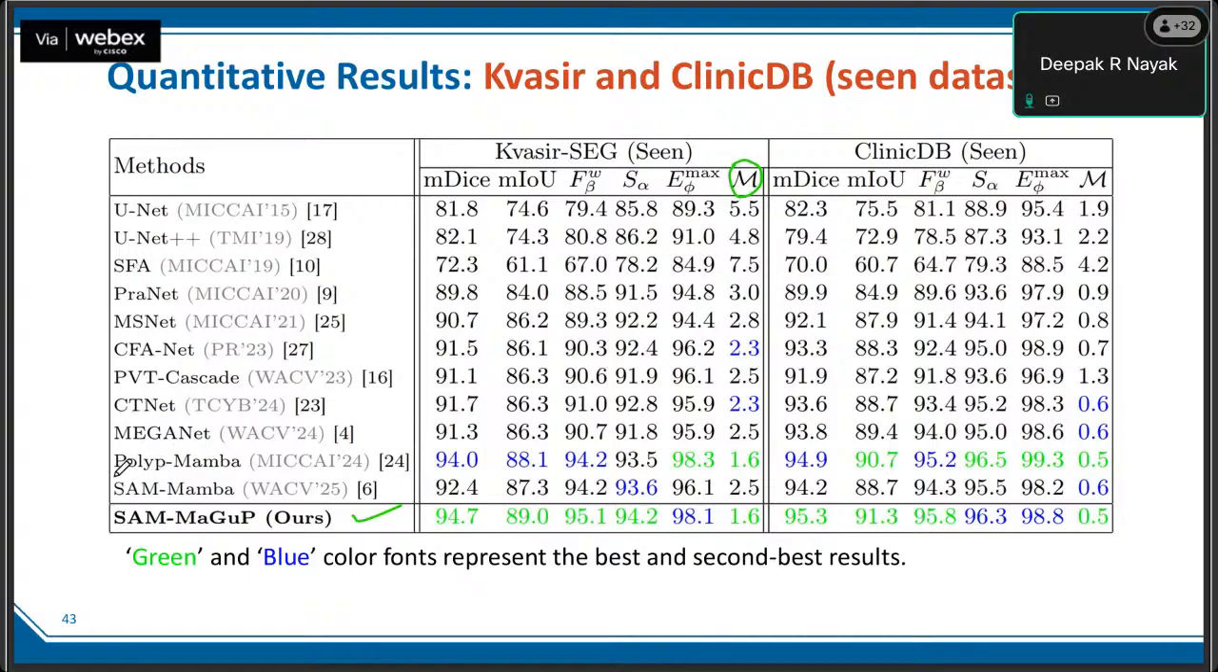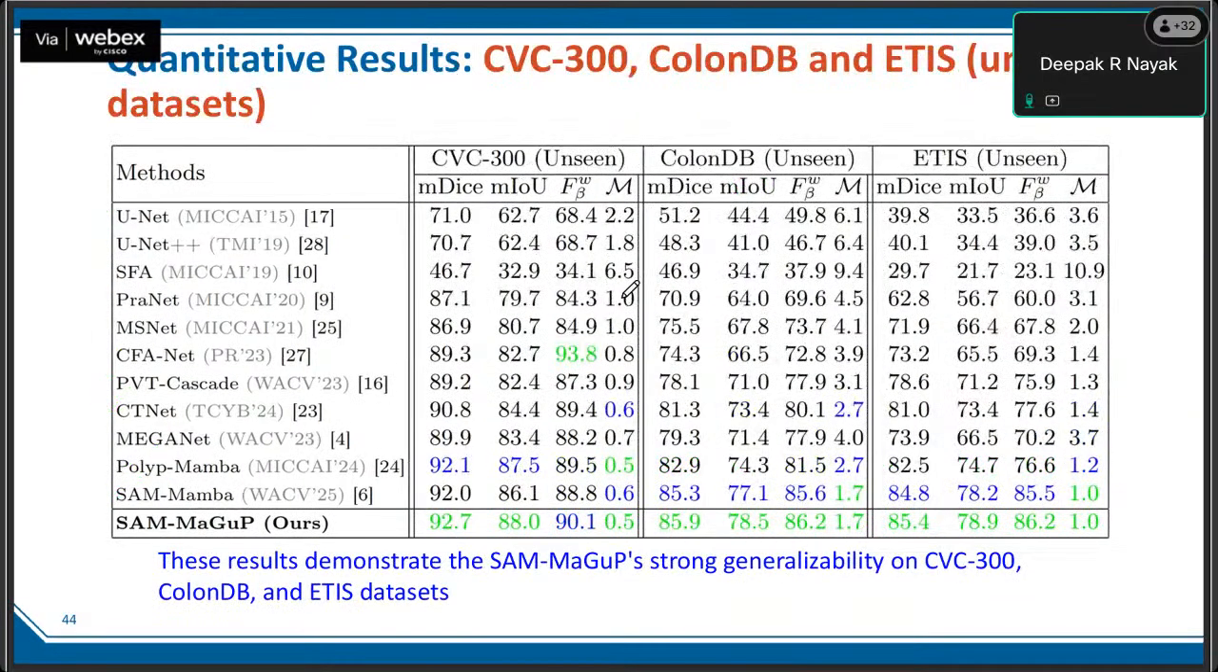So we have compared with SAM Mamba, which is our approach, and there are several other CNN-based approaches. Here is one transformer-based architecture, and this is one Mamba-based architecture. So our model is really performing well compared to Mamba-based, transformer-based, as well as convolutional neural network-based approaches. You can see on the seen datasets, and on the unseen datasets, the results are also prominent. There is an improvement in the results.